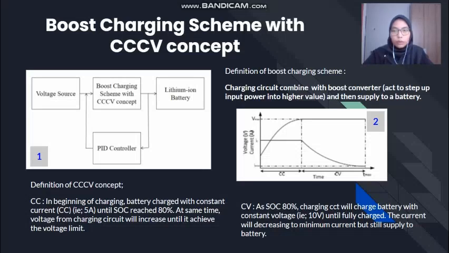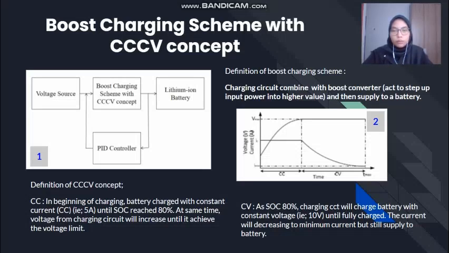The charging scheme will charge the battery with constant volt until it is fully charged. The current will decrease to minimum current but still supply to the battery. At this moment, the state of charge for the battery will keep increasing until fully charged. So, next is the definition of boost charging scheme.